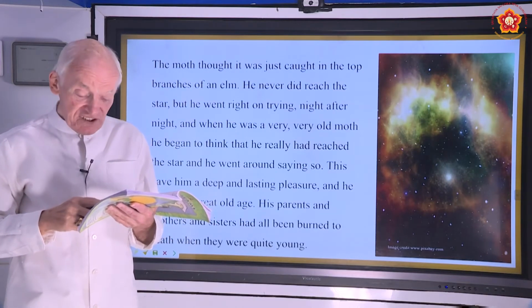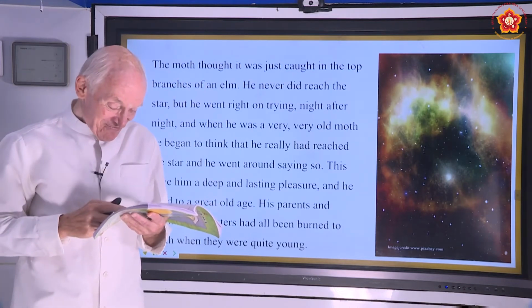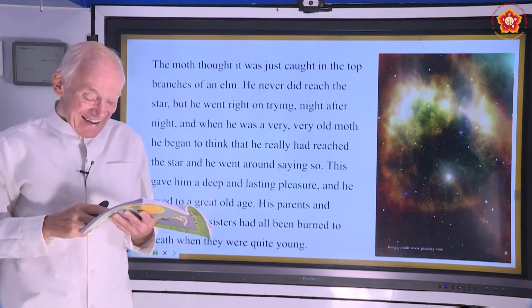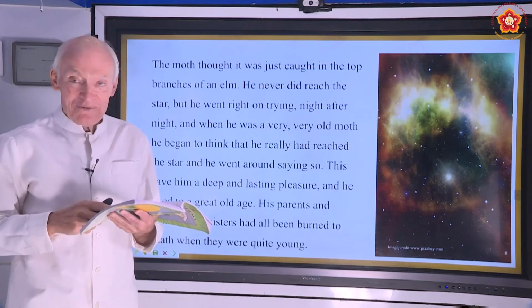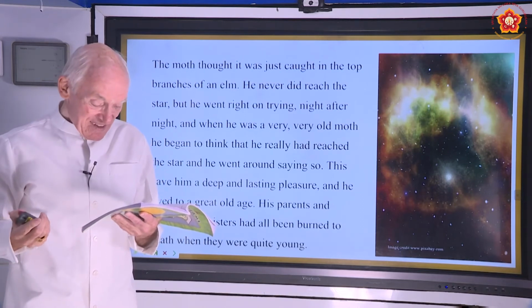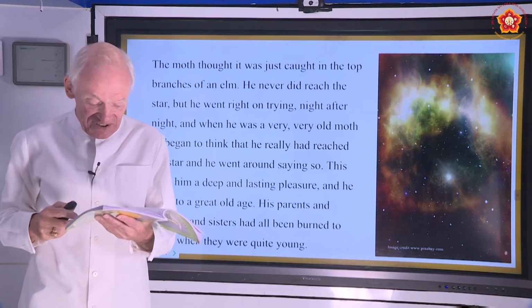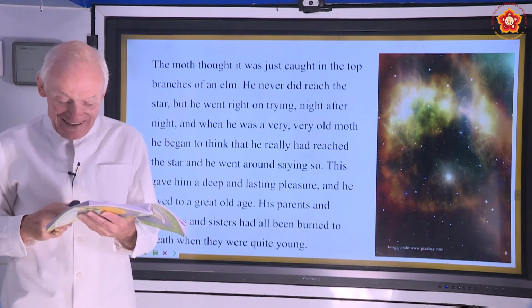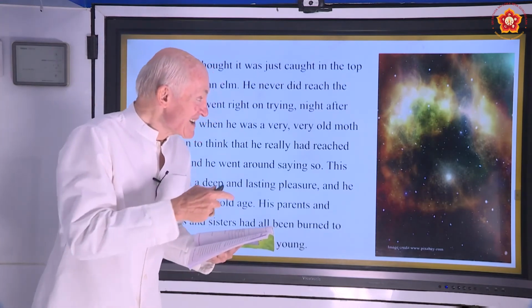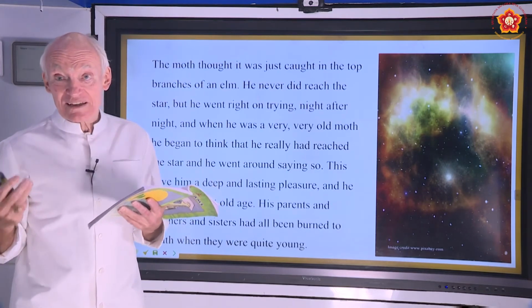But he never did reach the star. He went right on trying, night after night. And when he was very, very old, the moth began to think that he had really reached the star, and he went around saying so. This gave him a deep and lasting pleasure, and he lived to a great old age. His parents and brothers and sisters had all been burned to death when they were quite young. So you can see he's still trying to reach the star. He's gone back and forth so many times, he feels like he's part of the star.